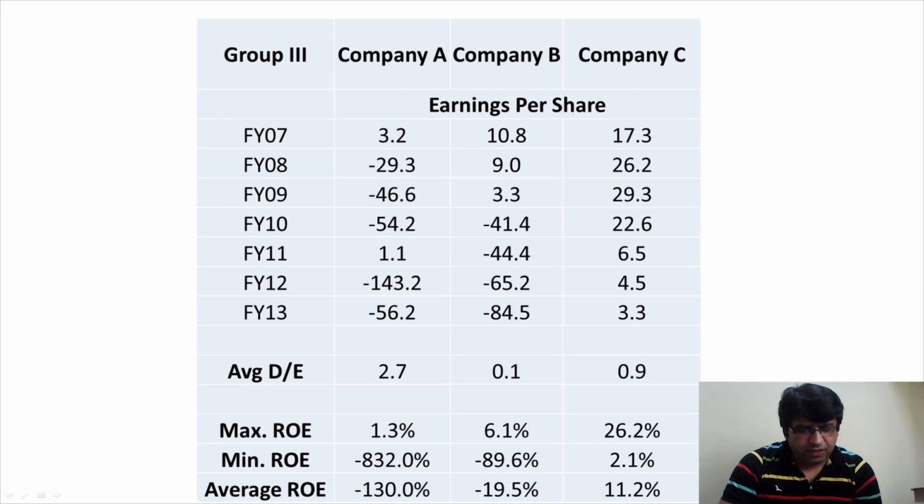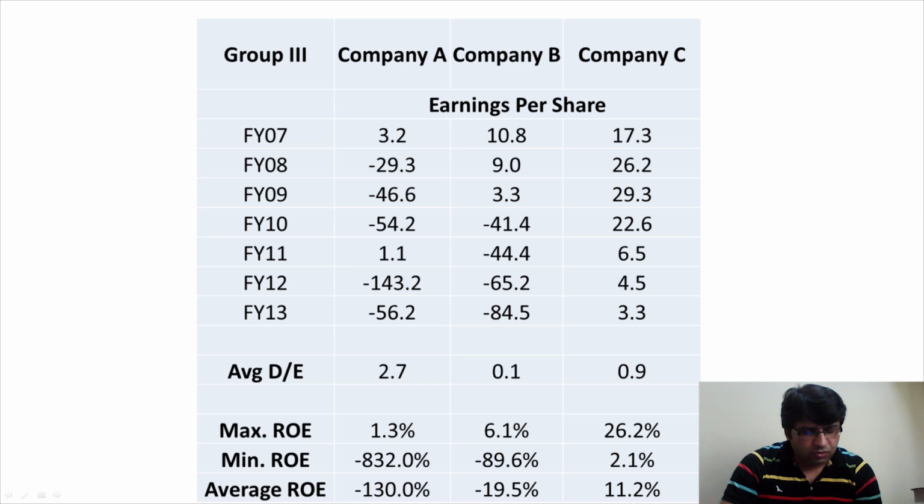Well, I don't think it makes for a very good reading. All the three companies in this particular group seem to be of poor quality as far as the earnings profile is concerned. In fact, company A and B have reported losses on a regular basis between FY7 and FY13. And although company C has not reported any loss, the earnings trend is clearly downwards. From a high of 17.3, the EPS has come down to just 3.3 in FY13. So from an earnings quality perspective, I think this is fundamentally the weakest group.